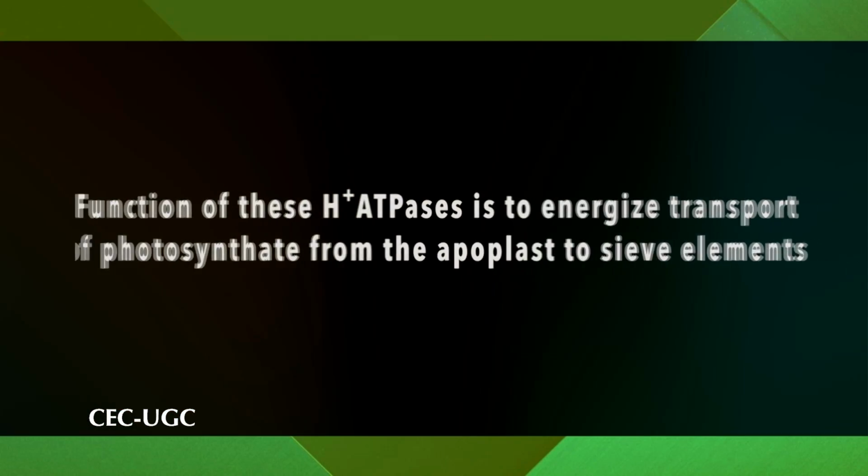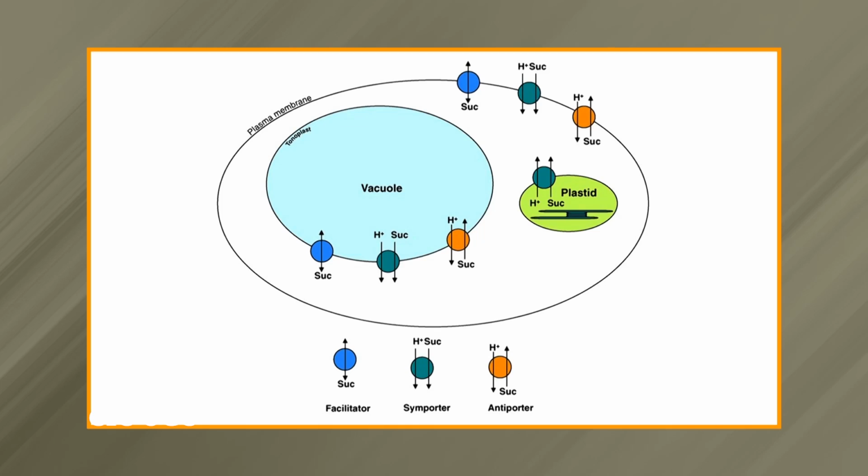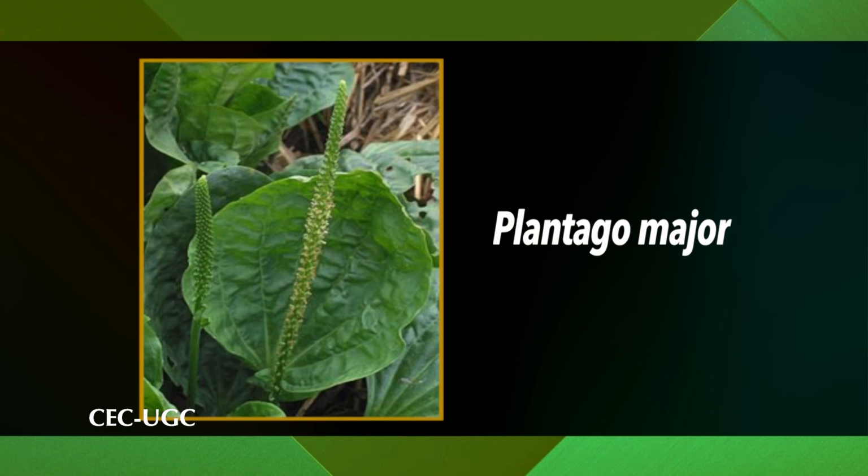cells. The function of these H+ ATPases is to energize the transport of photosynthate from the apoplast to the sieve elements. In Arabidopsis, the distribution of the H+ ATPases appears to be correlated with the distribution of a sucrose H+ symporter called SUC2. This sucrose H+ symporter has also been found in companion cells of some other plant species like Plantago major.